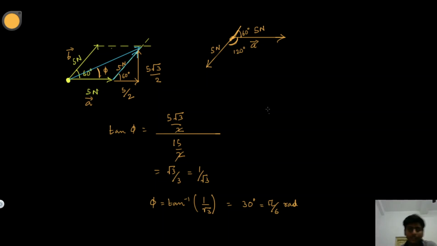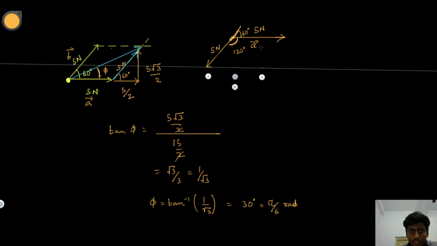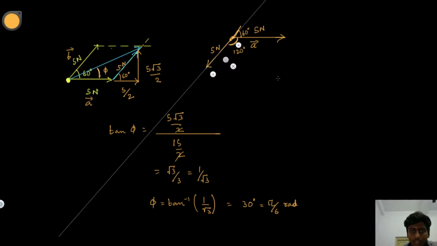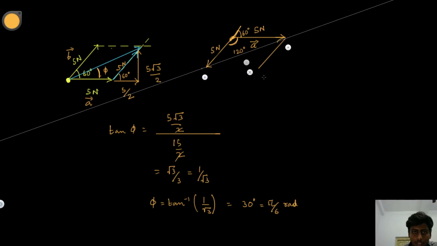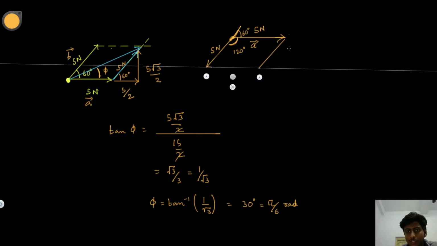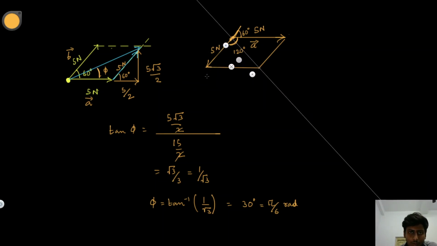Okay, so I need to calculate the resultant vector. So what I can do is I can either form a parallelogram, or I can continue with triangle law. So we can do any one of the following. Whichever suits your ease, you can perform that operation. Now the parallelogram has been formed. The resultant vector turns out to be this one.